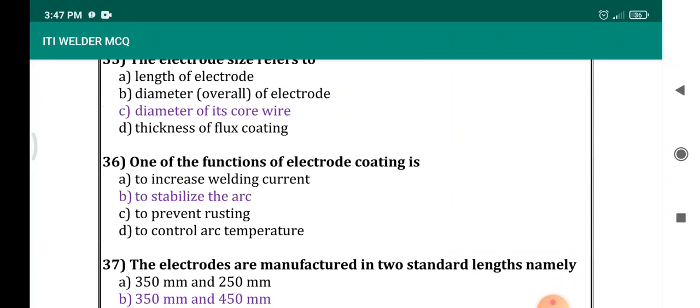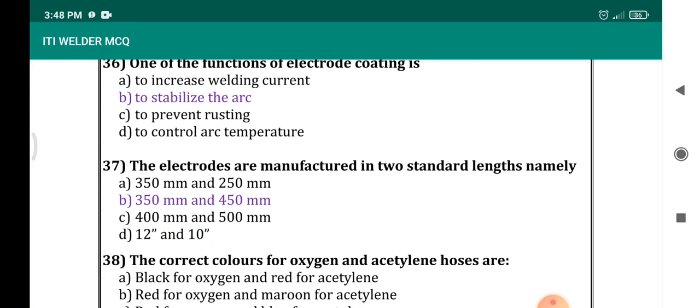One of the functions of electrode coating: the electrodes are coated with flux. Its function is to stabilize the arc. Increasing the welding current cannot be done by the coating, as the current passes through the electrode. To prevent rusting can be considered, but arc temperature cannot be controlled. It can only prevent rusting of the electrode, not of the welded region. So the best option is that stabilizing the arc is the main function of the electrode coating.